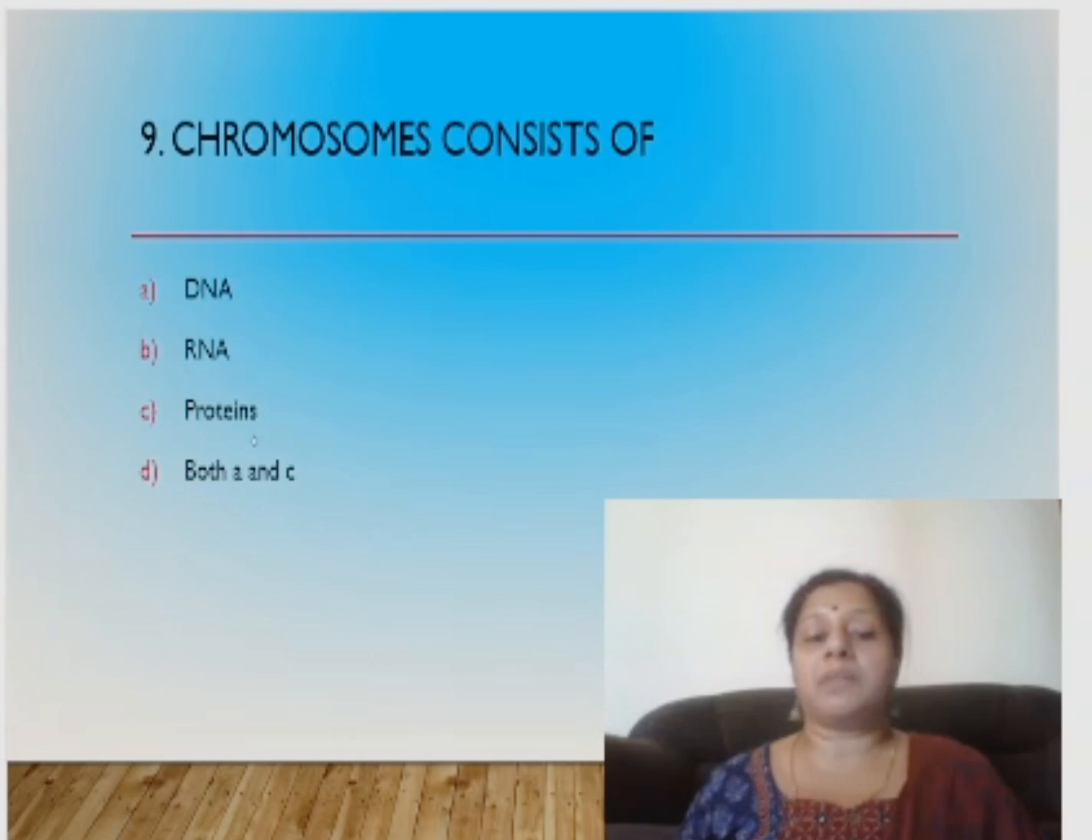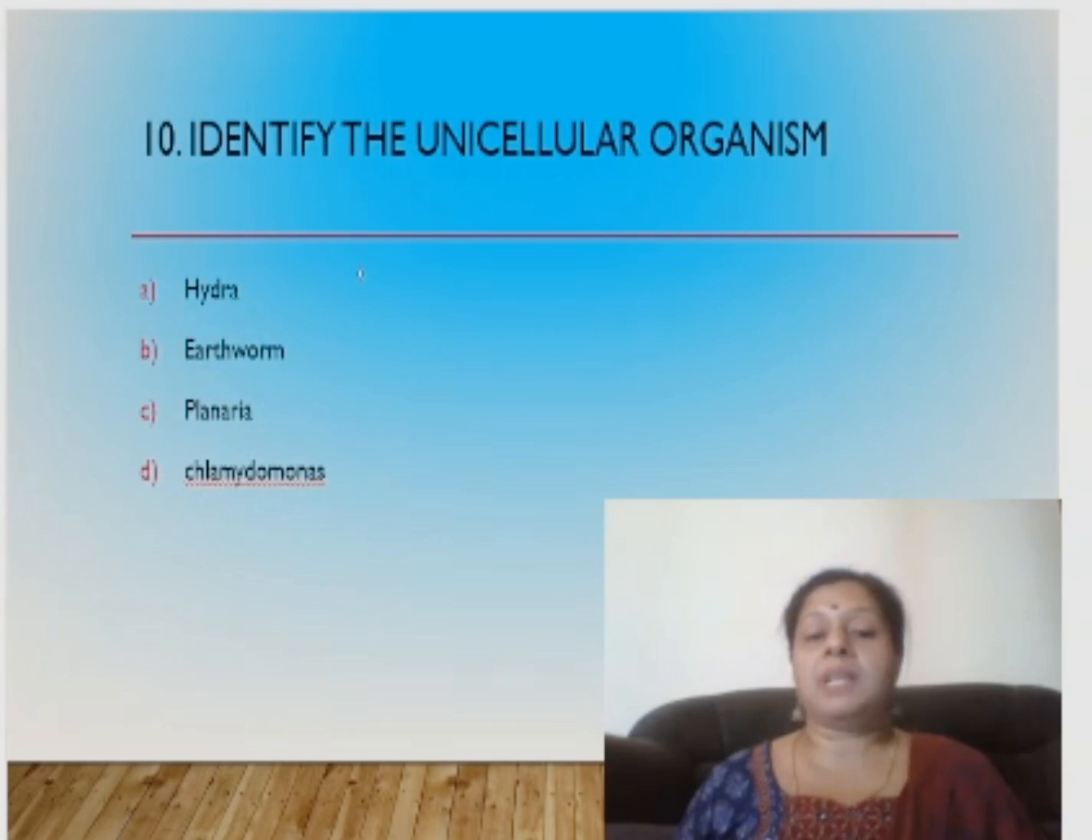Chromosomes are made up of DNA and protein, so option A and C. Unicellular organisms among this. So Hydra, if you see, is an animal which is multicellular with the tentacles. Whereas earthworm you are all familiar with, and planaria is also another animal.